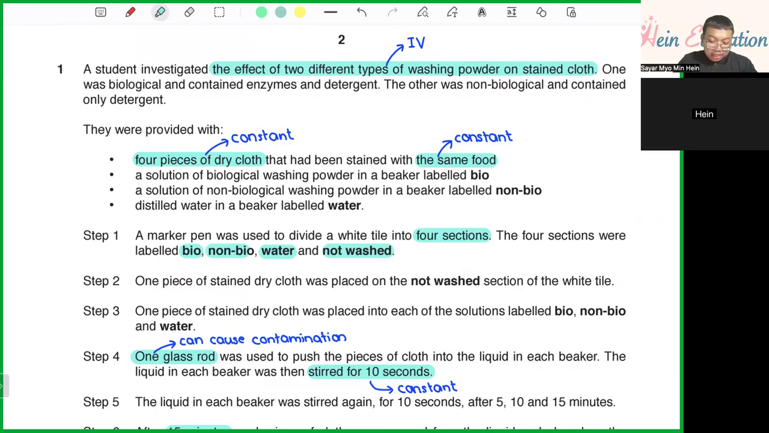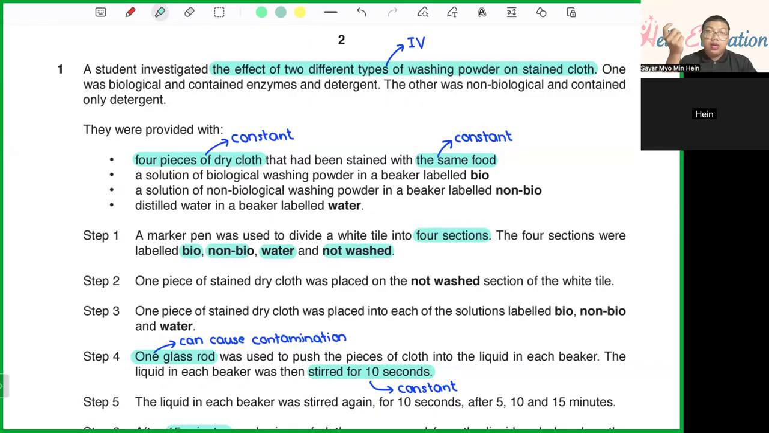So the first one is that the student investigated the effect of two different types of washing powders on stained clothes. So from this statement already, we can observe that the effect of two different types means different types of washing powder. So it already means the independent variable, and it will be studied on the stained cloth, right? And then there will be information provided. So one was biological and another was just detergent, right? So it means that there are two types. One is biological and another one is non-biological. So it's already telling us that those are the independent variable.